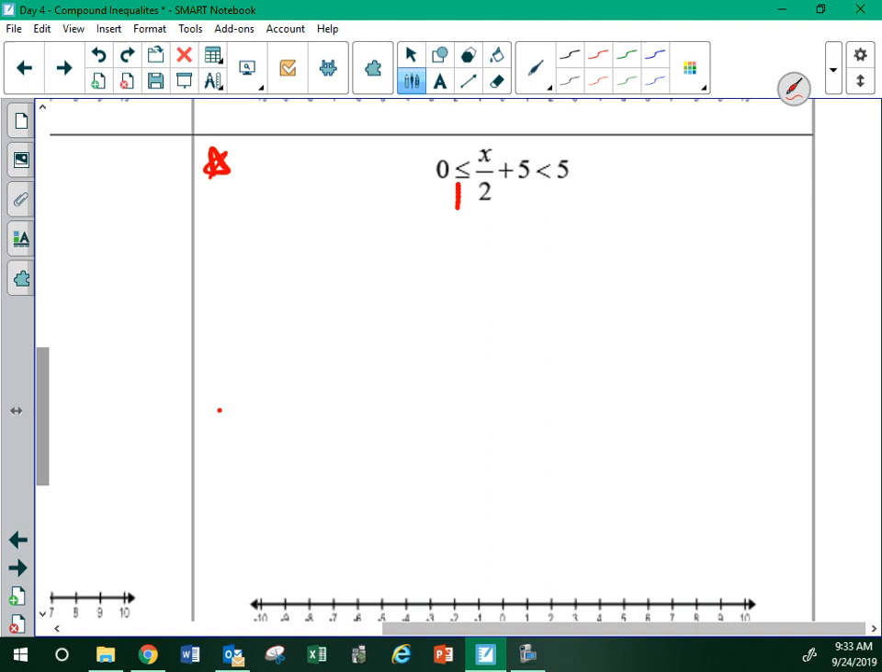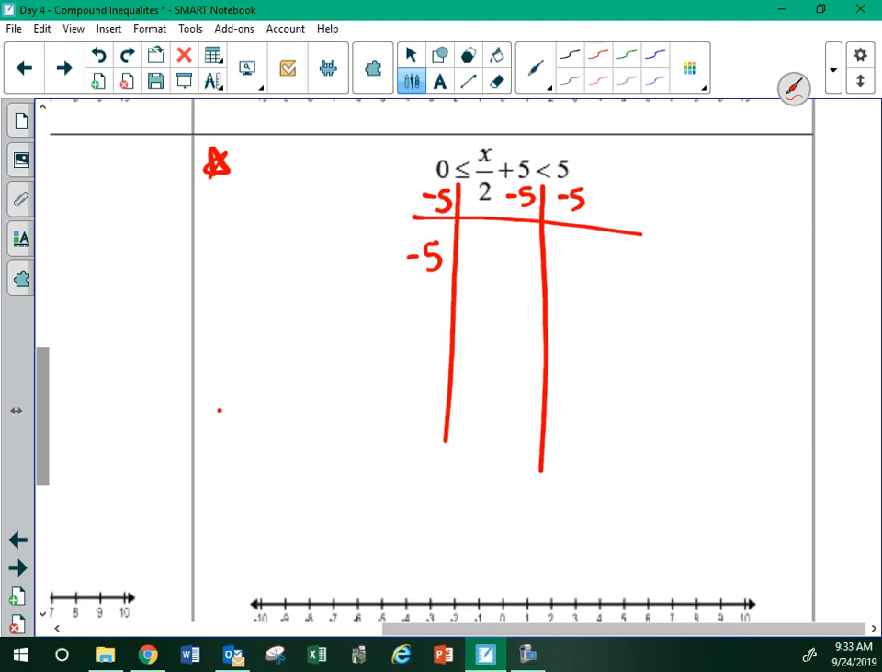Okay, so again, I'm going to draw my lines. I need to get rid of my positive 5, so I'm going to subtract 5. I do it on all 3 sides. 0 minus 5 gives me negative 5. Those cancel, so I'm left with x over 2. 5 minus 5, what does that give me? 0. And it's okay to get 0. We're not going to get it a lot, but sometimes we will. Alright. Now we are dividing by 2. What's the opposite of dividing? Multiply by 2.